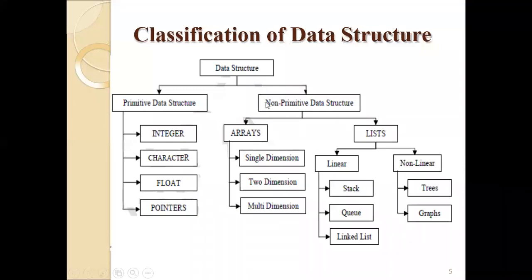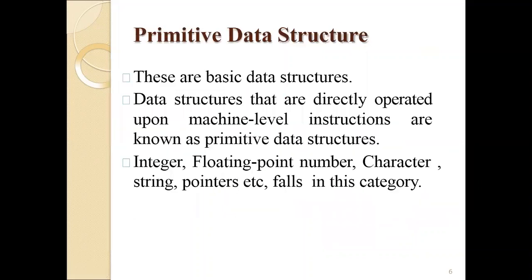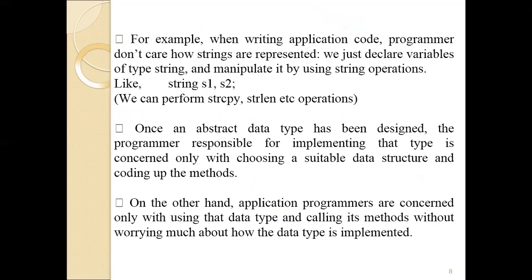Stack is one type of non-primitive data structure, which is of linear list. Okay, what is stack? It is an example of a linear list of type non-primitive data structure. That means stack is one type of non-primitive data structure which falls under linear list. Now we will start with stack.